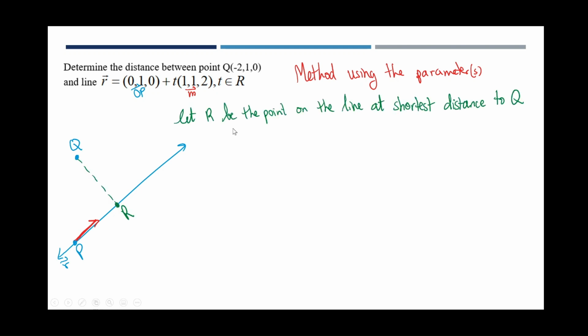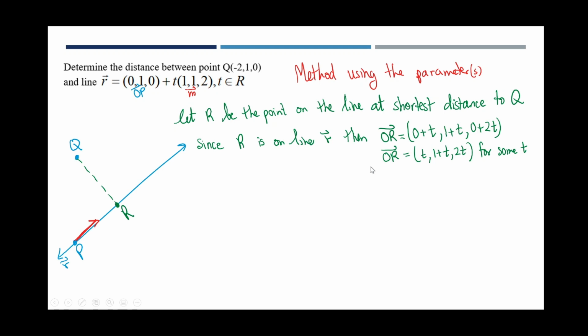What we're going to set up first of all is we're going to create the point, even though we don't know what it is. We're going to say let R be the point on the line that is at shortest distance to point Q. Because this point is on the line, we can use this equation of a line to create an expression for this point for some unknown t.